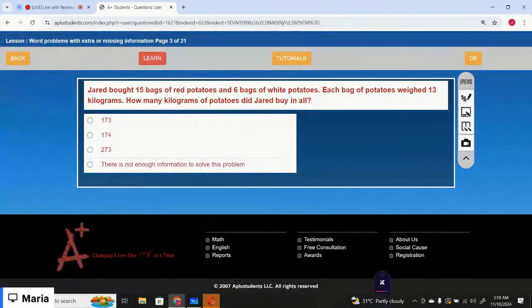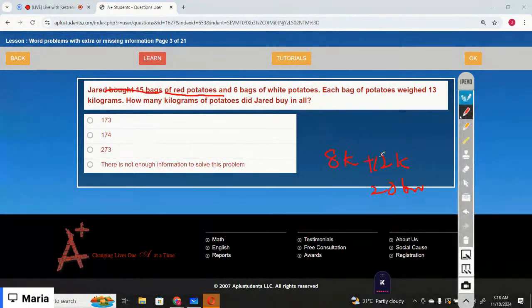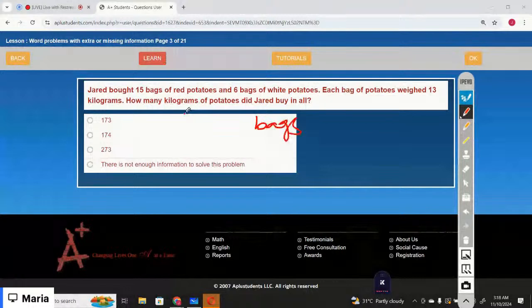Jared bought 15 bags of red potato and 6 bags of white potato. Each bag of potatoes weighs 13 kilograms. How many kilograms of potato did Jared buy in all? Okay, so 15 bags of red potato and 6 bags of white potato. So the total bags are 15 plus 6, that is 21 bags.